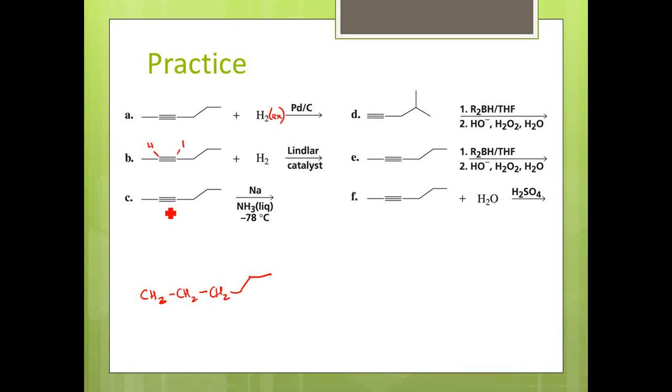Now, Lindlar's catalyst and the liquid ammonia with the metal in there is actually just going to add H's to just part of our triple bond. It's going to turn it into a double bond. Lindlar's going to make sure this is cis. The sodium with the liquid ammonia is going to make sure this is trans. The rest of the molecule kind of stays the same, but we are turning those into alkenes.